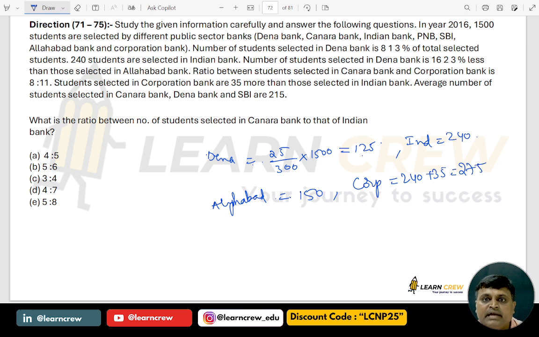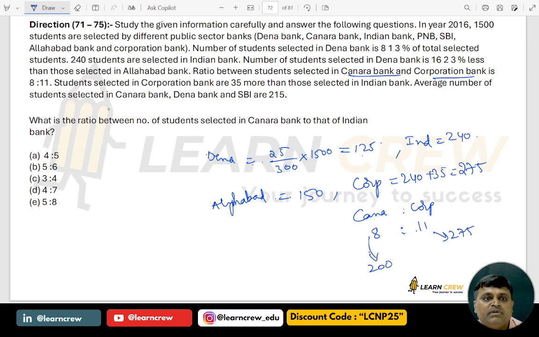And it is given that Canara and Corporation are in the ratio 8:11. This 11 parts is 275. So 8 parts is 200.